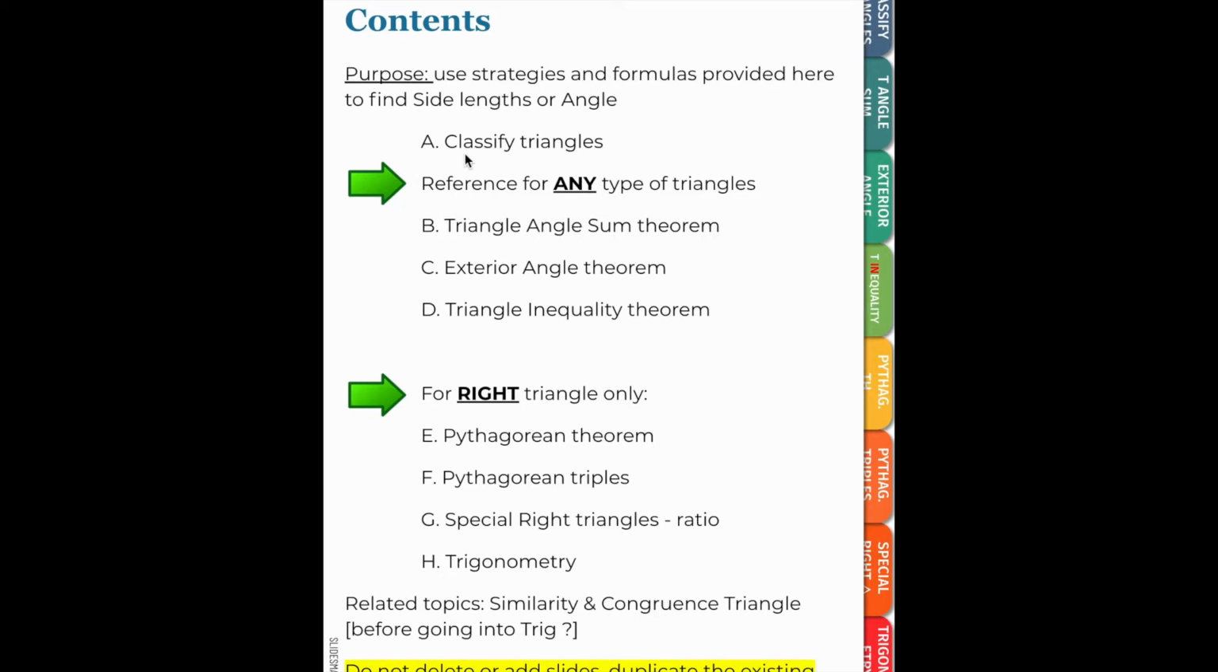We start off with classifying the triangle, and remember this part, there are different triangles in here, including the right triangle. In the second, later part, we're going to focus on the right triangles, and we start off with the Pythagorean Theorem, the Pythagorean triples, special right triangles, and finally we are going to finish with trigonometry.